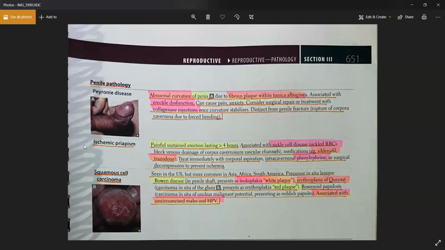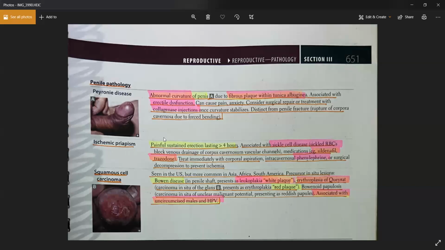Then you have the ischemic priapism that happens whenever the erection lasts for more than 4 hours, and as a result, the organ starts becoming ischemic. This generally happens with sickle cell anemia, because whenever you have sickle cell anemia, you can have a blockage of the veins specifically. If the veins get blocked, you won't have drainage of the blood. As a result, the blood will be filled in the cylinders, and whenever the blood is filled in the cylinders, you will have an erection. Now this condition becomes very painful. So whenever you have a painful erection for more than 4 hours, you will call it ischemic priapism.